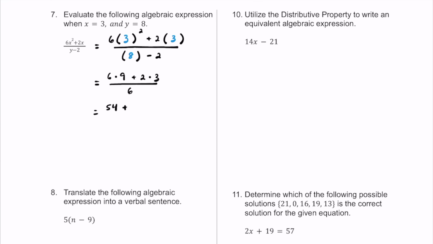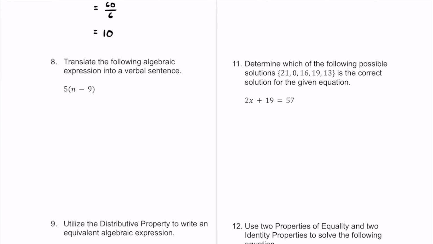Okay, and then after that, we're going to end up multiplying this 2 times 3 next anyway, so I'm just going to go ahead and say that's going to be 6, and then we're going to divide by 6. Okay, so on the top, let's just get one number, so 54 plus 6, that's going to be 60, so we have 60 divided by 6, so this whole thing simplifies nicely, just being equal to 10. That's what happens when x is equal to 3 and y is equal to 8.